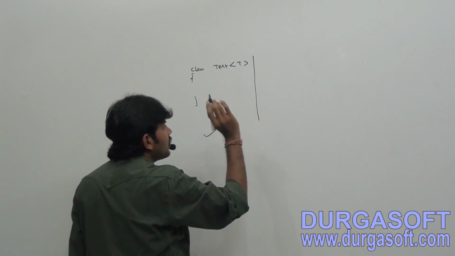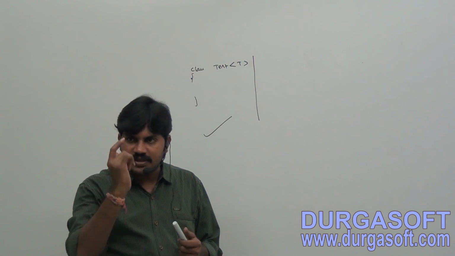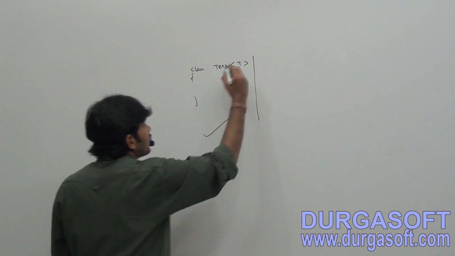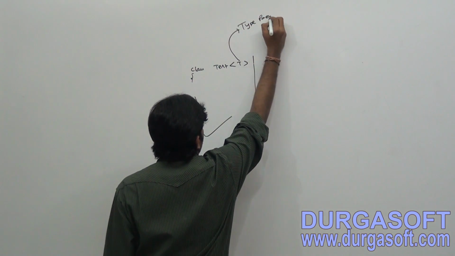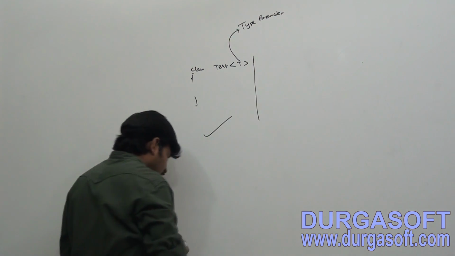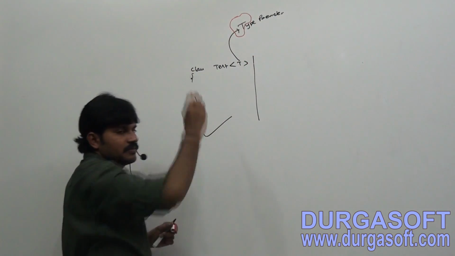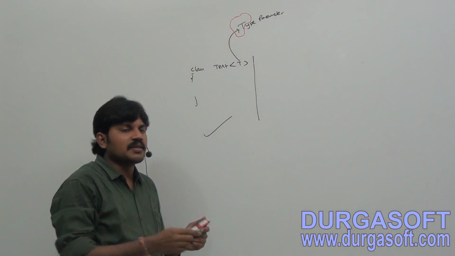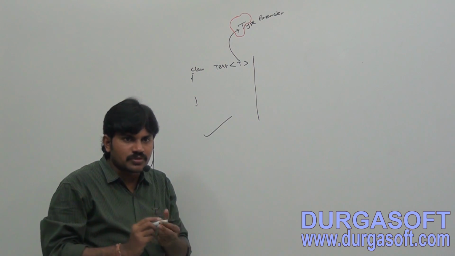But why are we always taking T? You may have the doubt. Why are we always taking T? Because T means type parameter. T starts with the letter T. It is the convention to use T. It doesn't mean compulsory we should use T only.